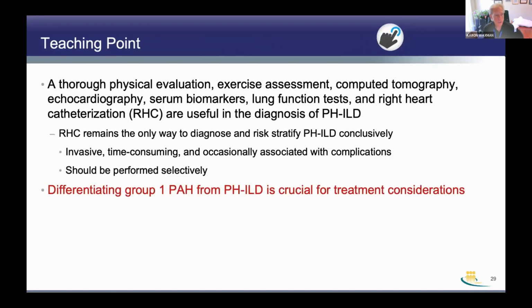So the teaching point here is a thorough physical evaluation, exercise assessment, computed tomography scanning, echo, serum biomarkers, lung function, and right heart catheterization are really going to be fundamental in the diagnosis of pulmonary hypertension and interstitial lung disease. And right heart cath still is the only way to diagnose and truly risk stratify these patients conclusively.